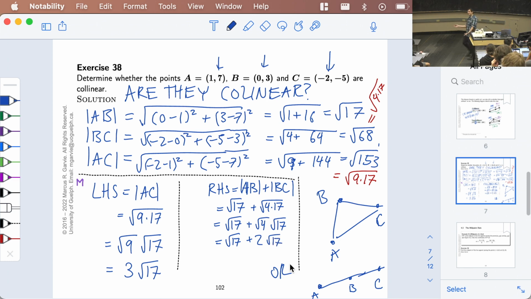Okay, last step, factoring. There's a square root of 17 in both terms. So if you factor them, you get 1 copy of square root of 17 plus 2 copies of square root of 17. And 1 plus 2 is 3. So the left-hand side, we simplified down to 3 times the square root of 17. The right-hand side, we simplified also down to 3 times the square root of 17. These two things are equal. So check mark, equal, equal.